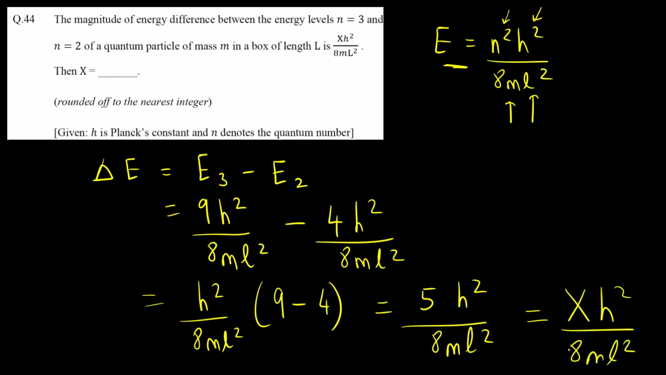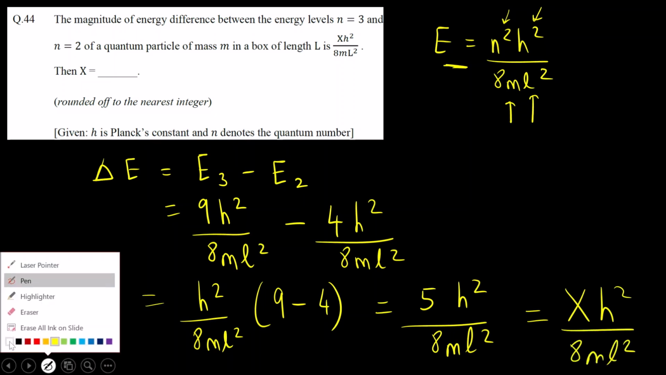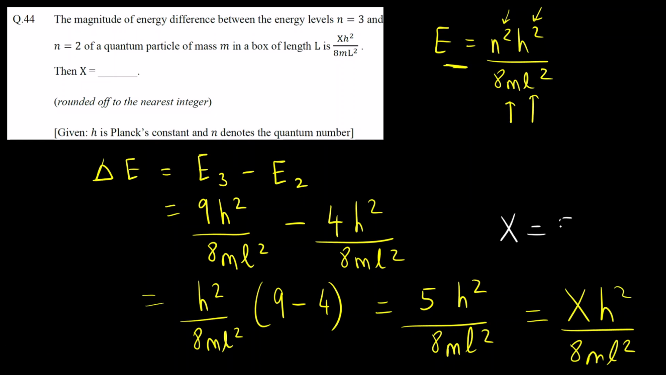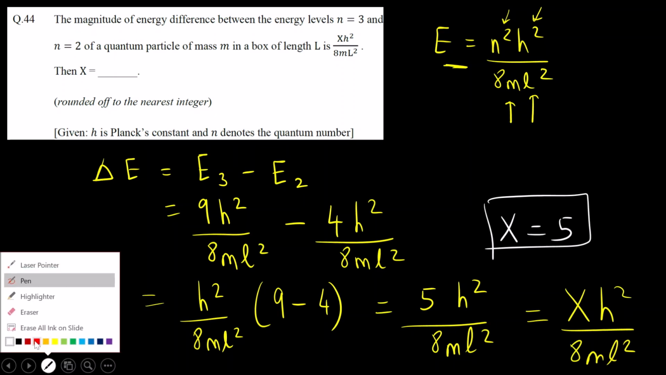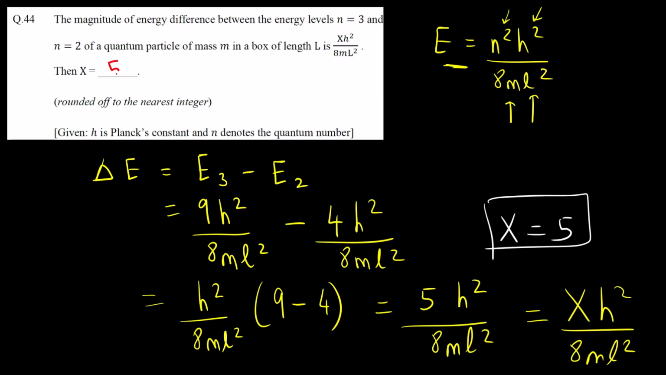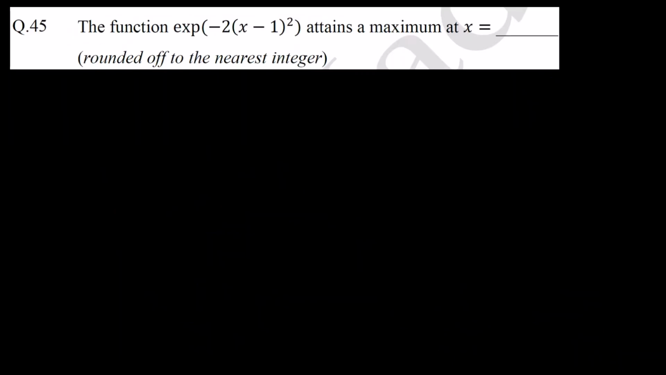So compare both the equation. What will be the value of x? X is what? X is 5. And again round off to nearest integer, so you will write just the number, that is 5. Okay, now let us see the next one.